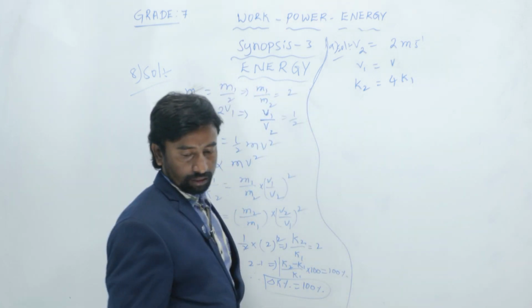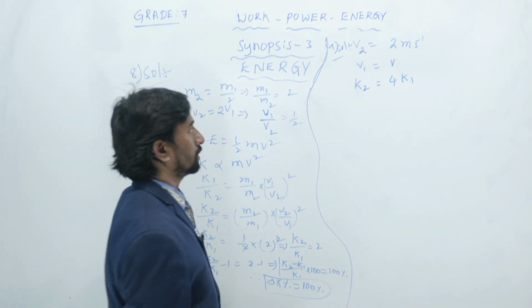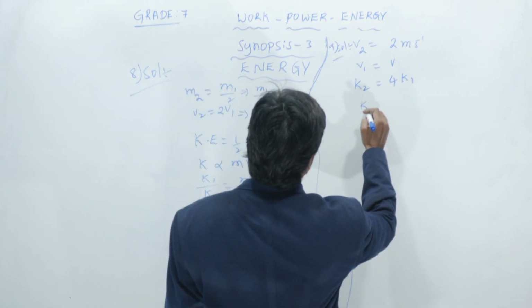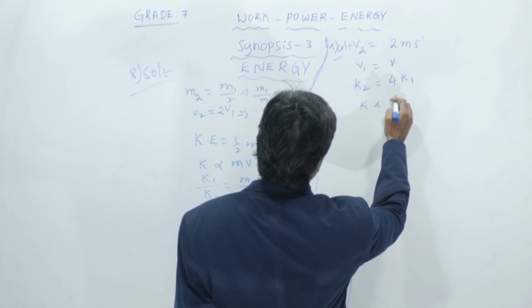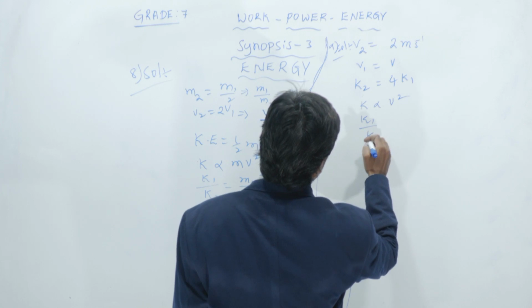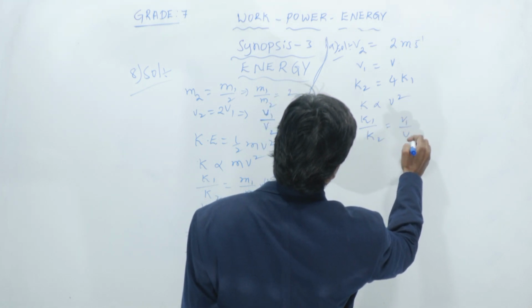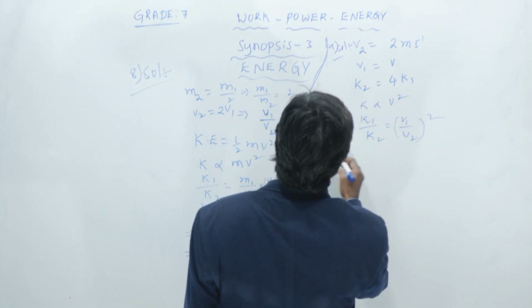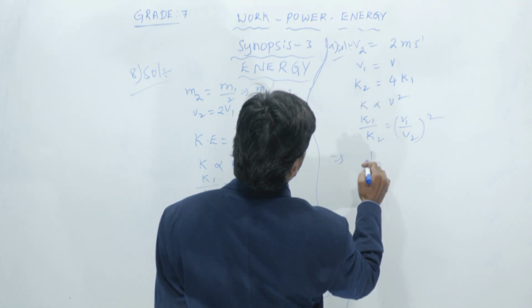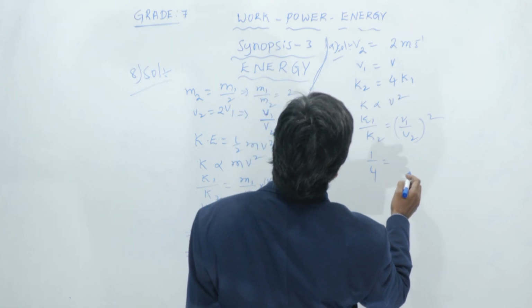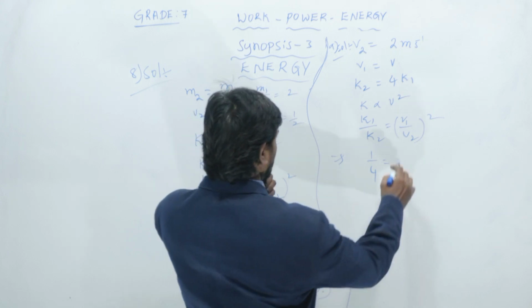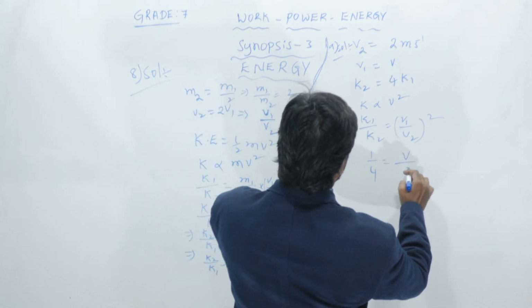They are asking what is the initial speed. So here kinetic energy is directly proportional to V square, no? So K1 by K2 is equal to V1 by V2 whole square. So how much do we get for K1 by K2? This is 4, no? And V1 by V2: V1 is V here, divided by 2.